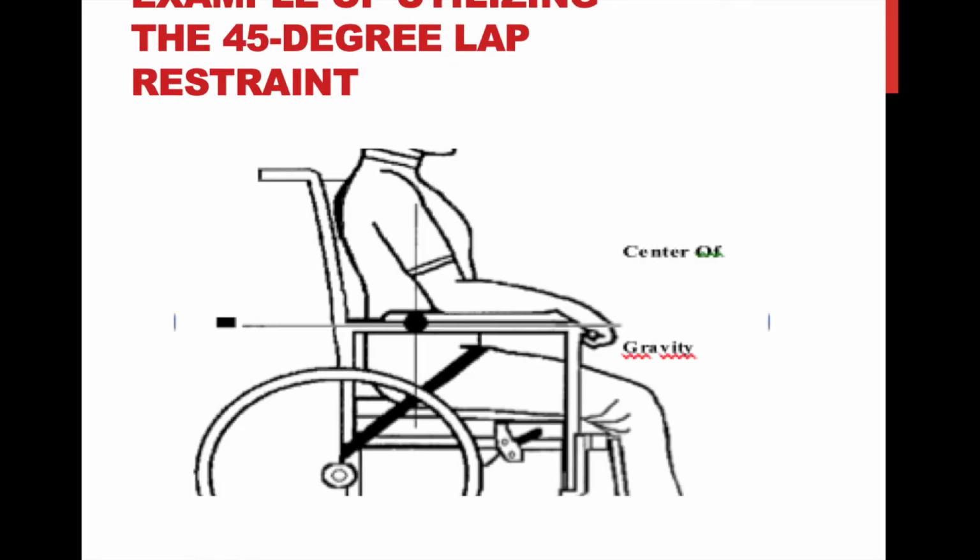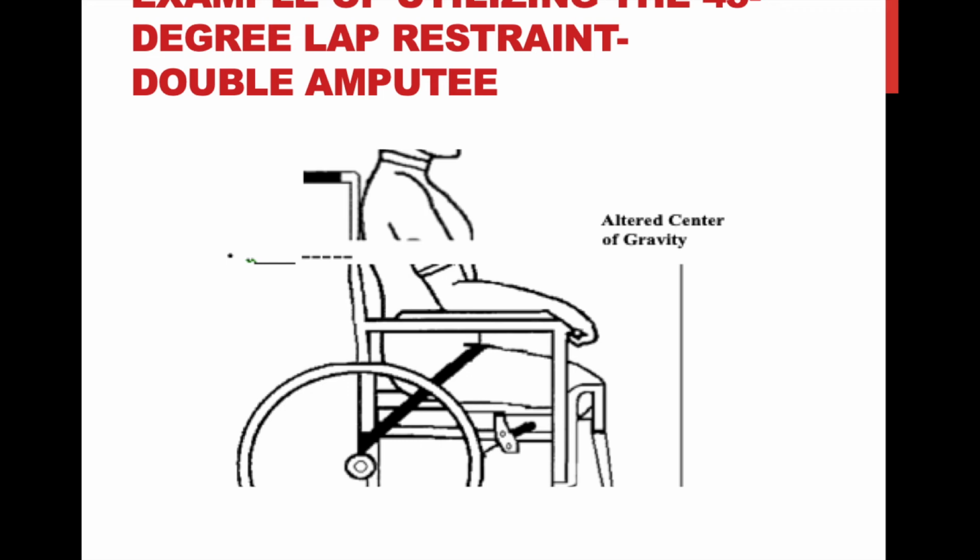And you do have in your student workbook this diagram, which shows the center of gravity being right about here, or belly button level, on a patient who is not an amputee. And this is explaining the 45-degree lap restraint, which comes across the lap. And it's important that we look at that because the restraints for amputees are definitely different.